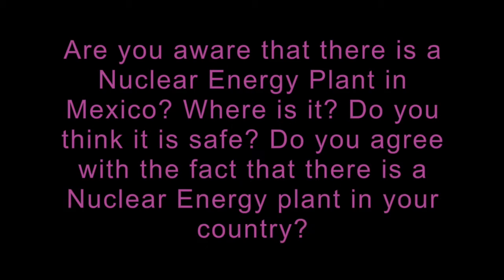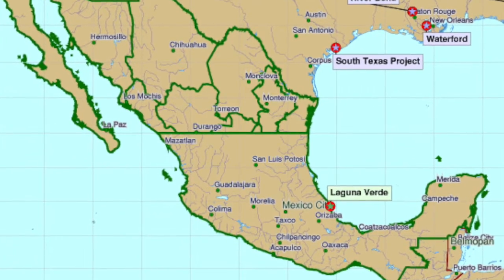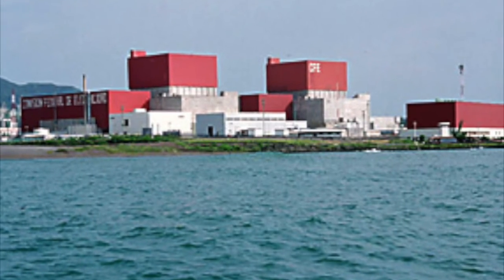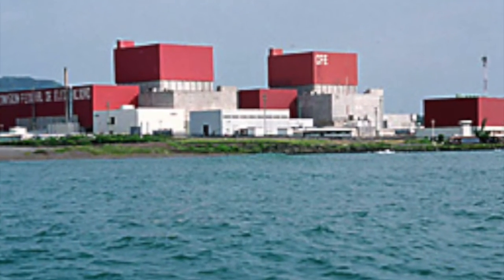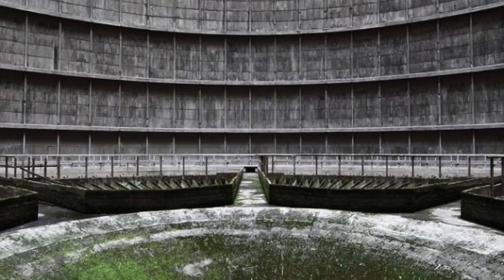Are you aware that there is a nuclear energy plant in Mexico? Where is it? Do you think it is safe? Do you agree with the fact that there is a nuclear energy plant in your country? Laguna Verde Nuclear Power Plant is located in Veracruz. It is the only nuclear power plant in Mexico, and it produces about 4.5% of the country's electrical energy. It has its advantages and disadvantages.